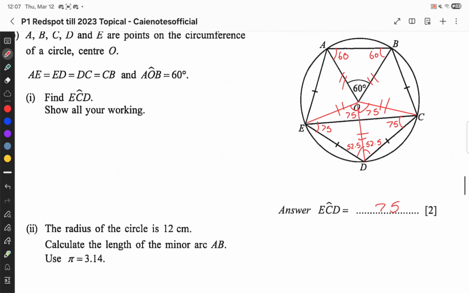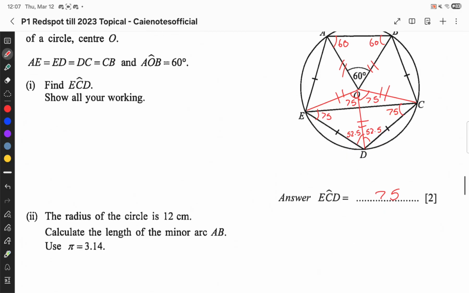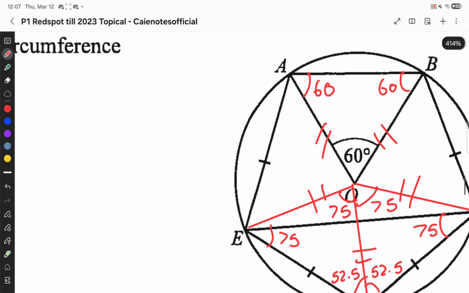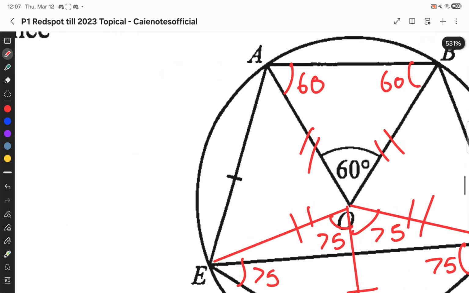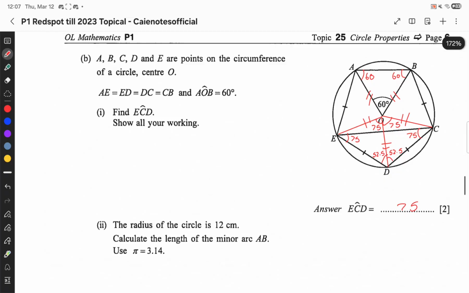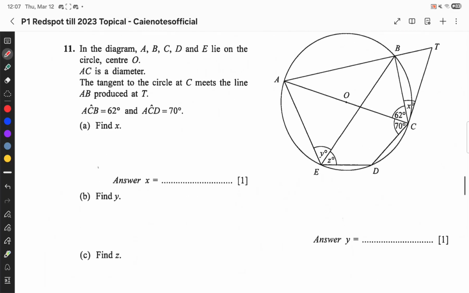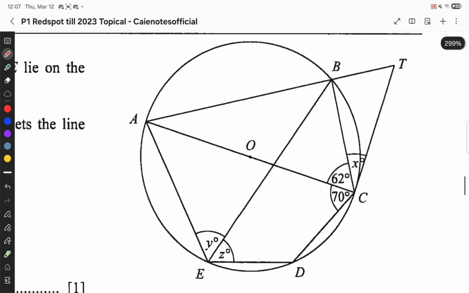Length of the minor arc AB. This is like child's play. This is paper 1. You can do this without a calculator. Okay, I'm just doing it with a calculator too. Okay, skip this question. Everyone knows mensuration.